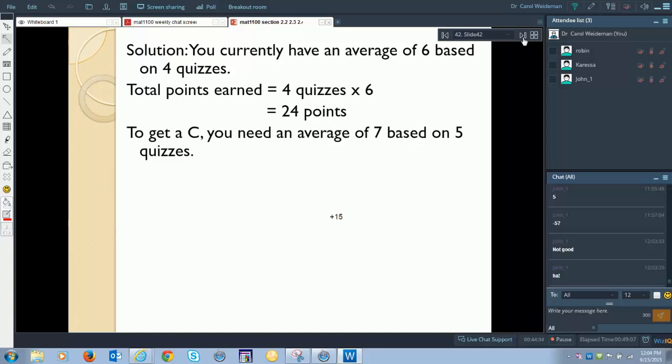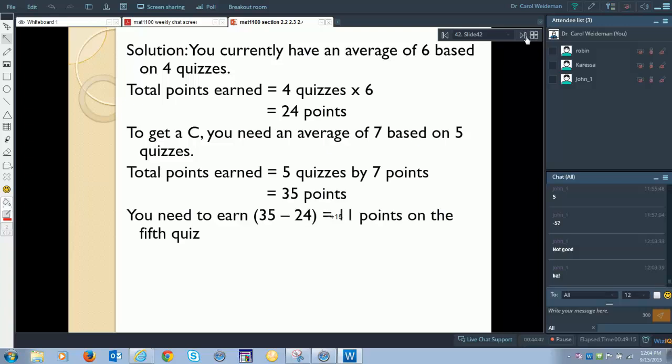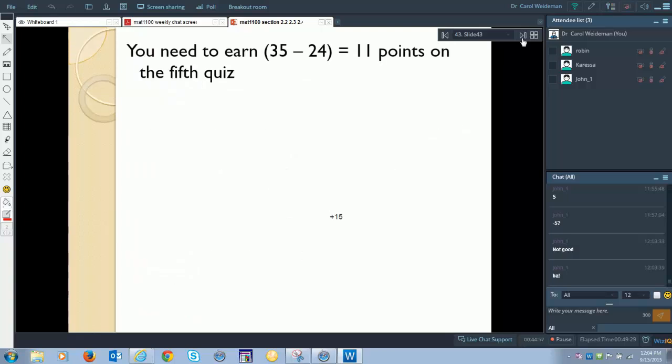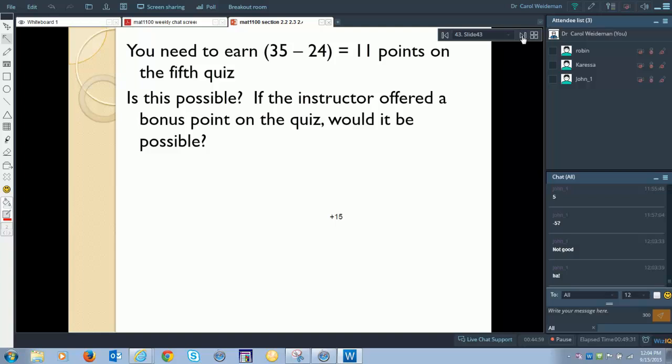Remember? You had 24 points earned. To get the C, with adding the 5th quiz in, you need how many points? 7 times 5, or 35 points. You need 11 points on the last quiz. And we can check this, right? Because we could say, okay, here's the score I said I needed. Let's find the average of those 5, and it comes out to be a 7. Checks.